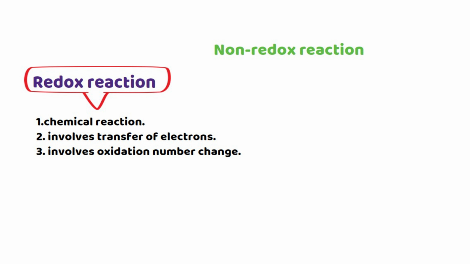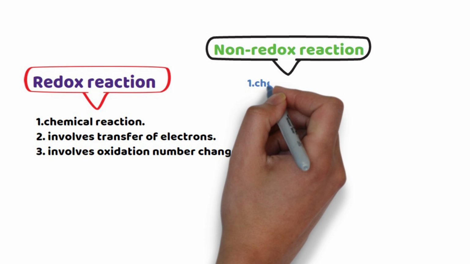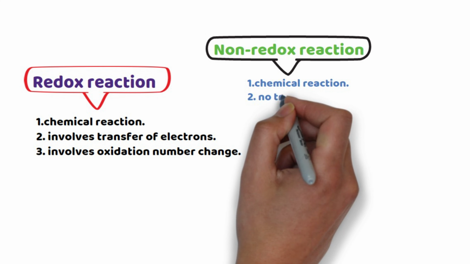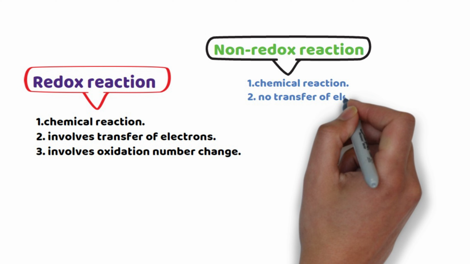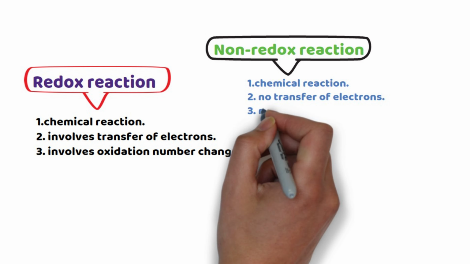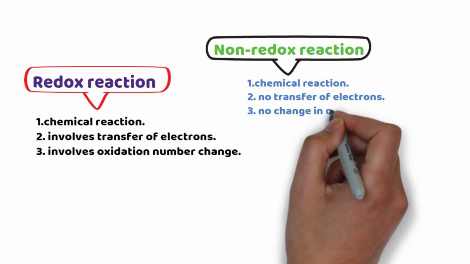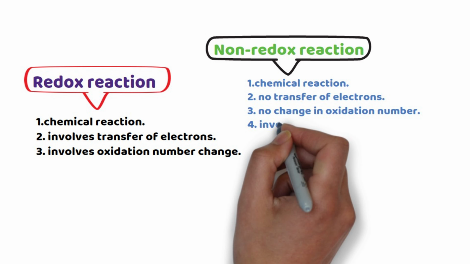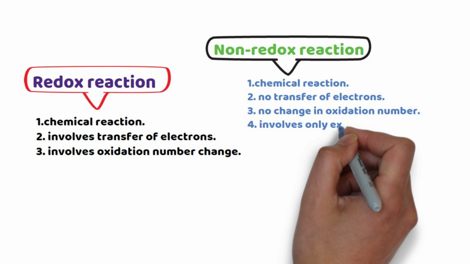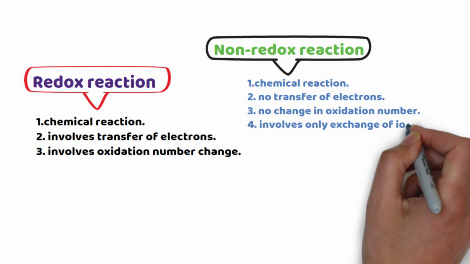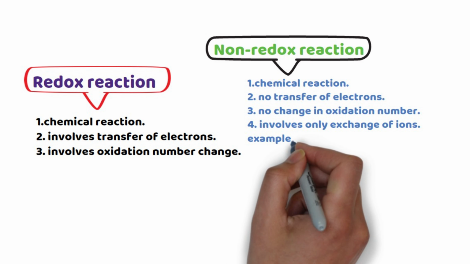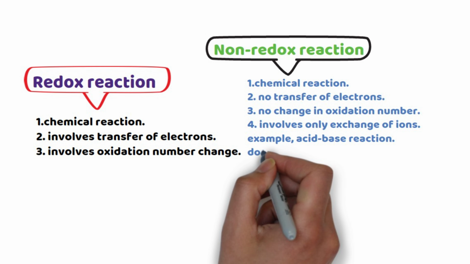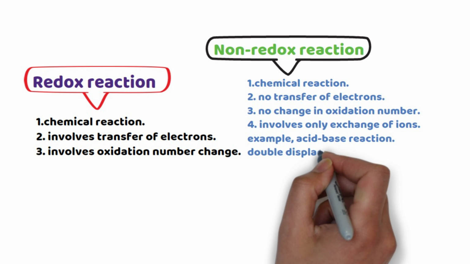Non-redox reaction. First, it's a type of chemical reaction. Second, no transfer of electrons. Third, no change in oxidation number. And fourth, it involves only exchange of ions. Examples: acid-base reaction and double displacement reaction.